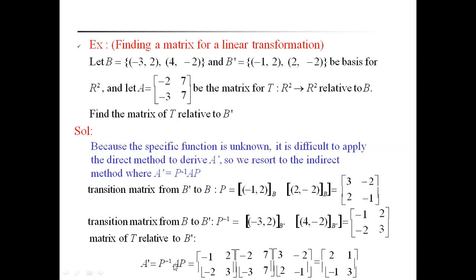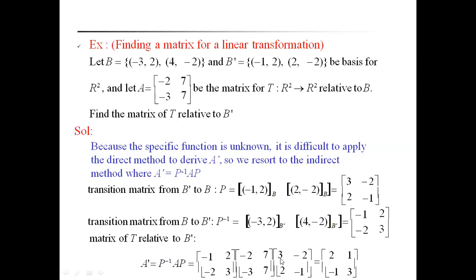Therefore A dash is equal to P inverse A P. Then we multiply these three matrices. What is the P inverse? This is the transition matrix from B to B dash. Write that one first. A is already given in the question itself. Write that one. And P is the transition matrix from B dash to B.